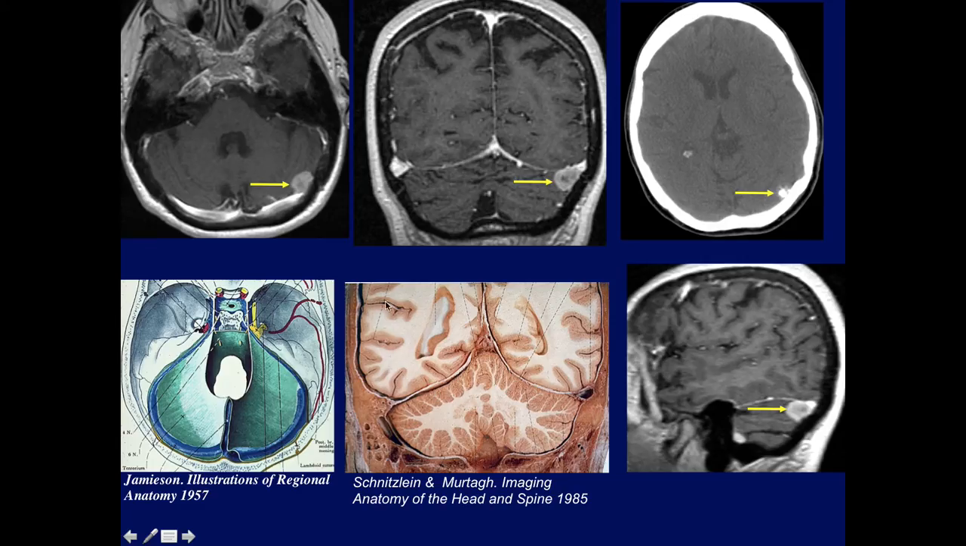So here's a lesion, again at the transverse sinus, and again, CT shows the calcification. No question, we're dealing with a small meningioma. Again, an incidental finding sitting over here. So again, here's the tentorium. Here it is on the anatomic specimen, sitting close to the sinus, the transverse sinus here.